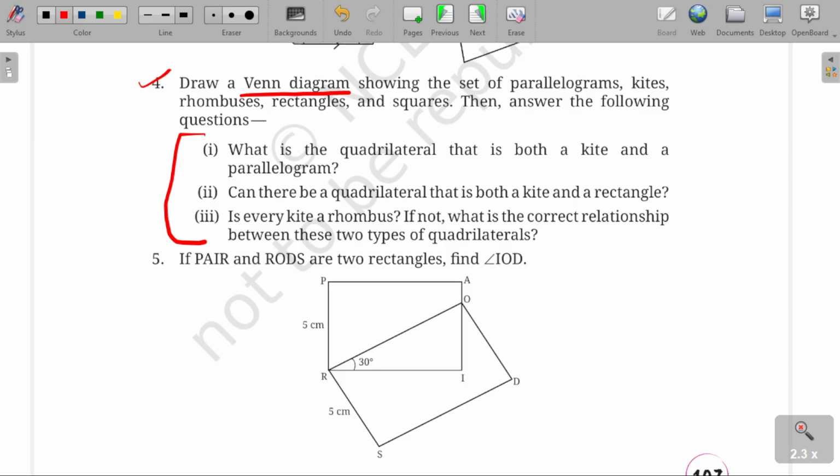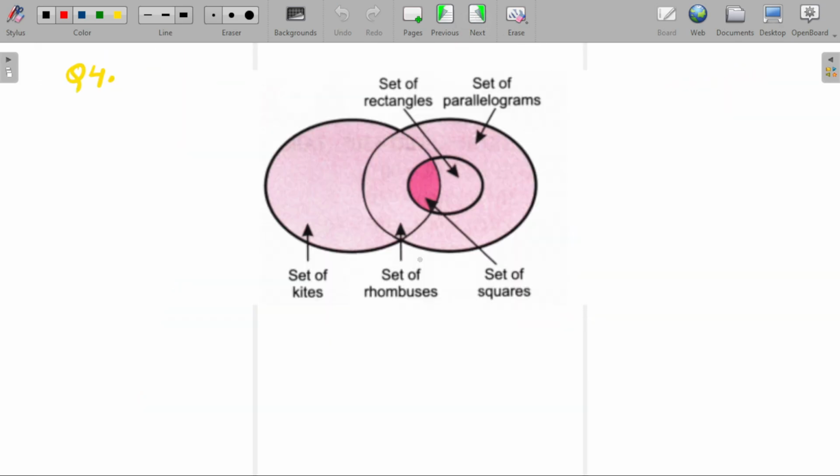What is the quadrilateral that is both a kite and a parallelogram? Can there be a quadrilateral that is both a kite and a rectangle? And then lastly, is every kite a rhombus, or if not, what is the correct relationship? So moving to question number 4, this will be the Venn diagram for all these kites, parallelograms, and rhombuses.